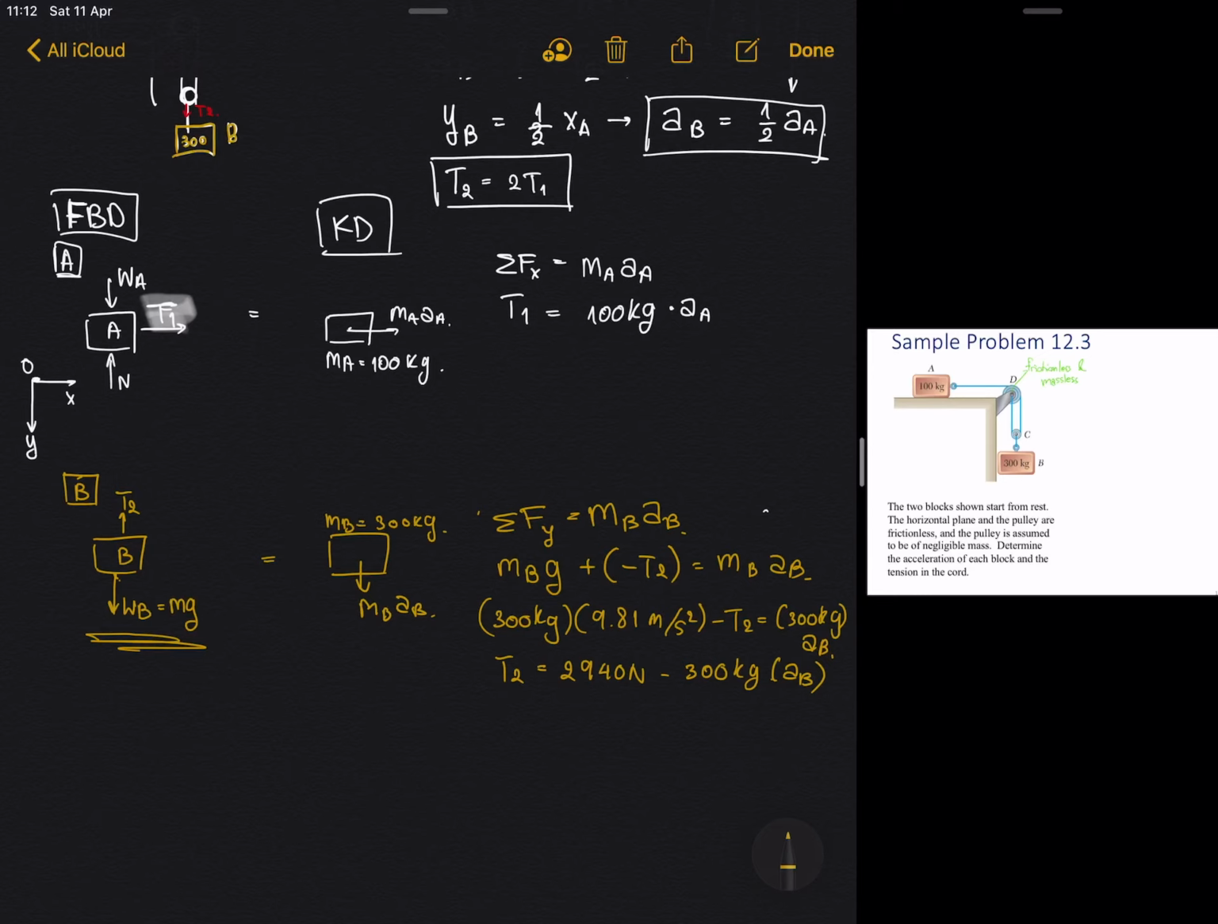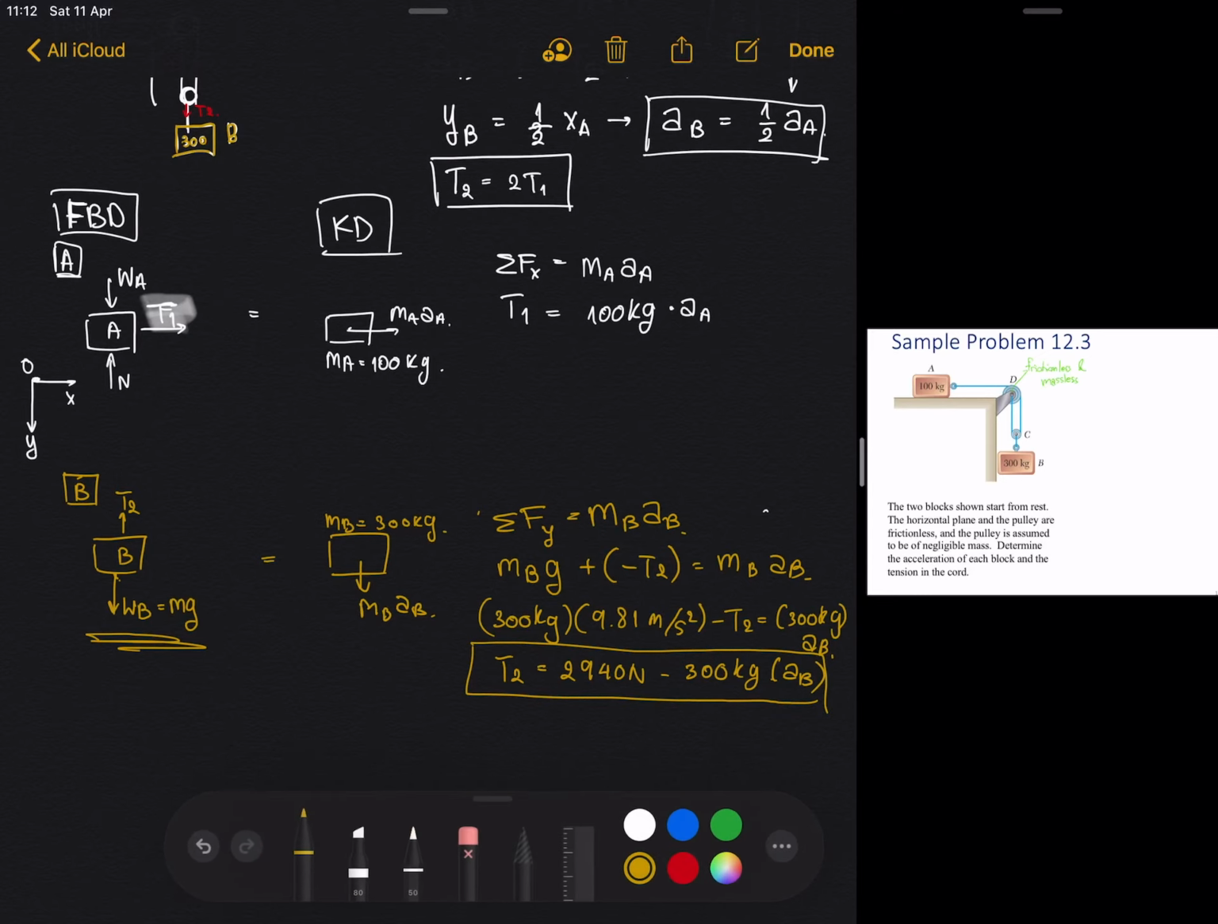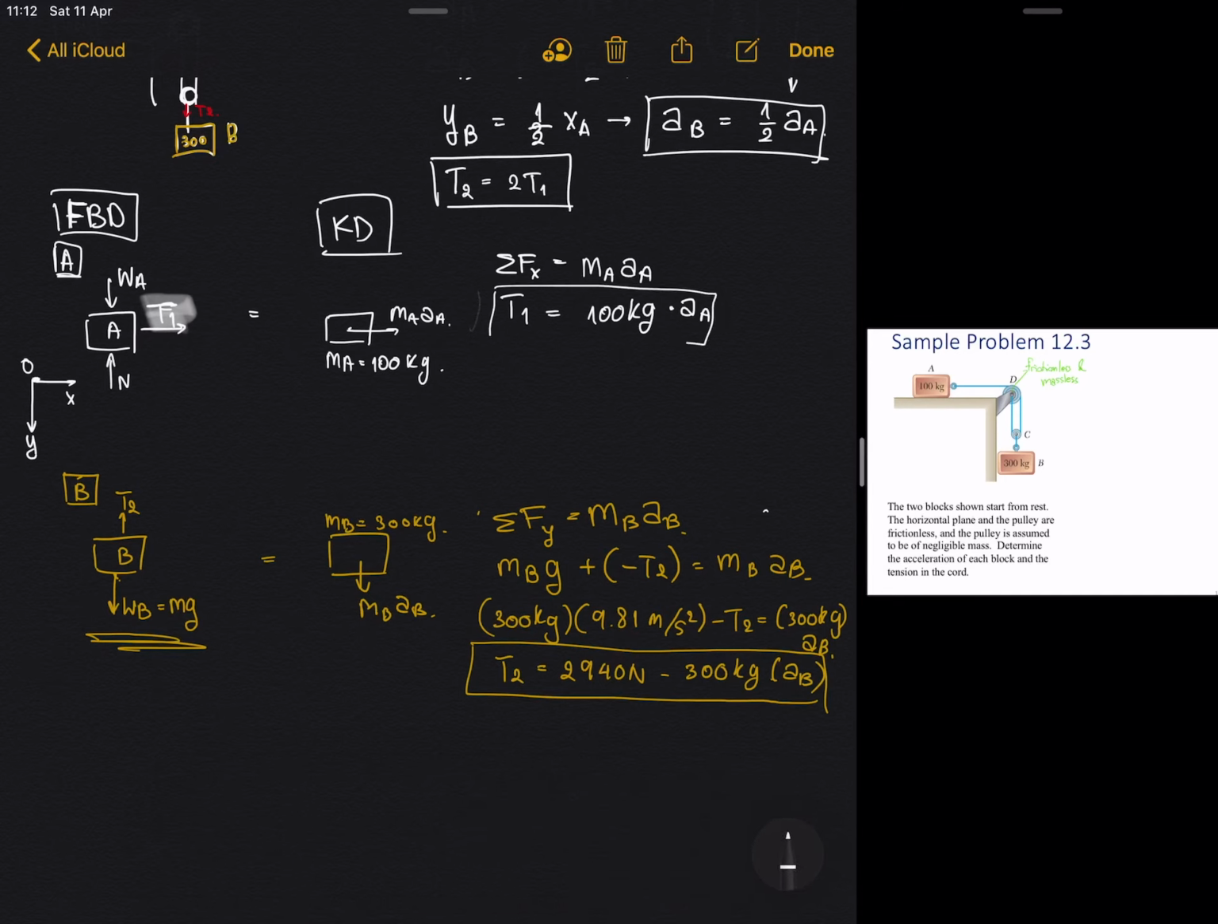So you have these equations. You have 4 equations and 4 unknowns here. Your unknowns are T1 and T2, and AB and AA, the acceleration of A and the acceleration of B. So you have 4 equations and 4 variables. What does it mean? You can solve it, of course. So how to solve this? I will show you step by step.